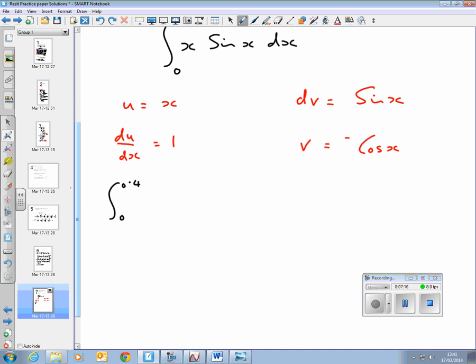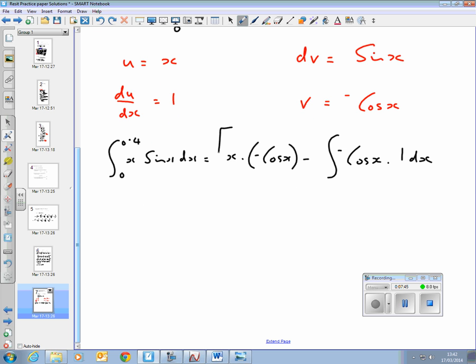of x times sine x equals uv, so u is x, v is minus cos x, minus the integral of v, which is minus cos x, du, which is just 1. And so now x has disappeared and I'm left with an integral I can do. Remember, that's all got to be between the limits of 0 and 0.4.